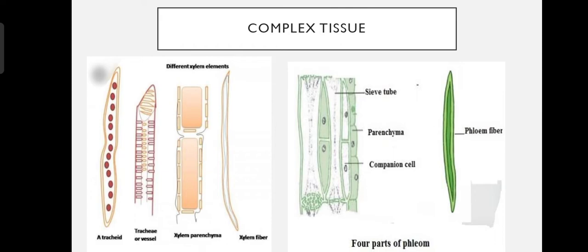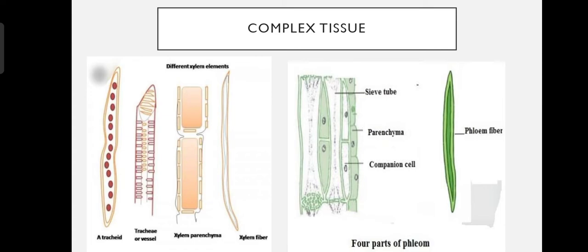Sieve tubes are tubular cells. They are a collection of thin-walled elongated cells. The walls between these cells have pores like a sieve, and those pores are called sieve plates. Food is transported through these tubes, these plates.